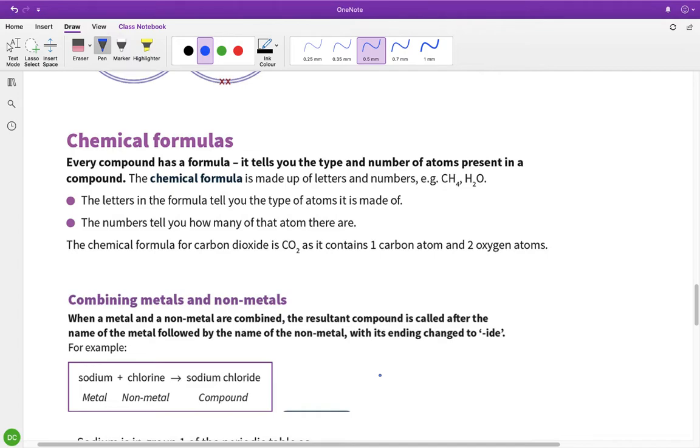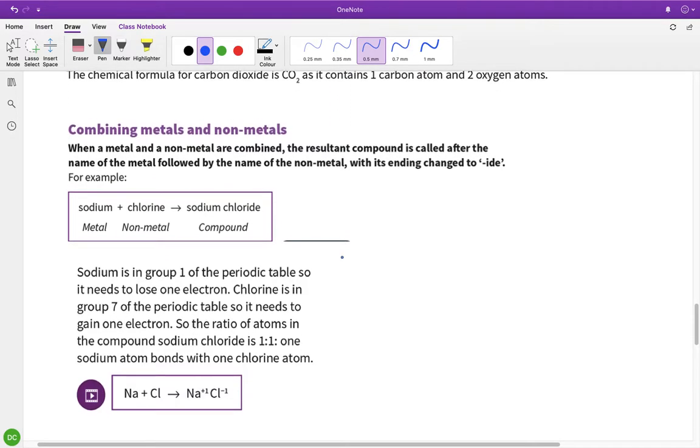So the letters tell you the type of atom. So we did that already. The C would represent carbon, the H would represent hydrogen, the H here represents hydrogen, and the O represents oxygen. And then the numbers tell you how many of the atoms there are. So here we've got 1 carbon atom and 4 hydrogens. Here we've got 2 hydrogens and 1 oxygen. Okay, so we've kind of gone through all that already.